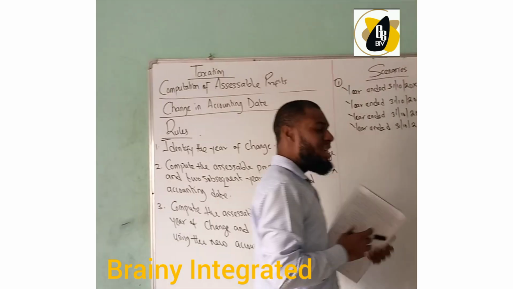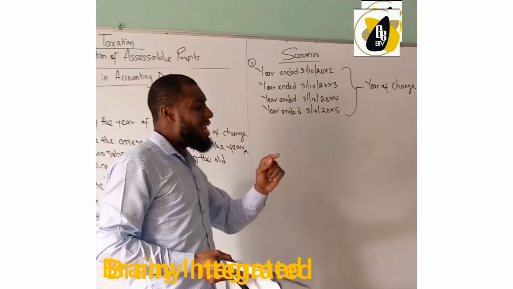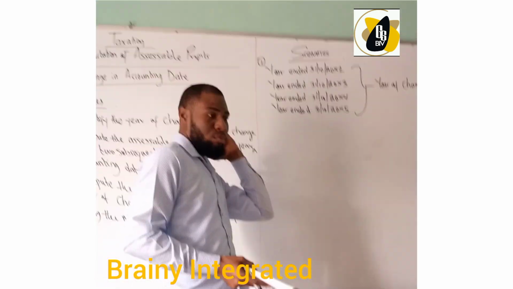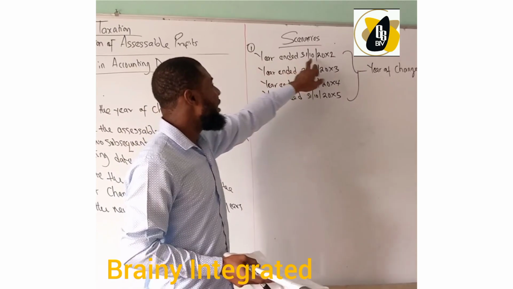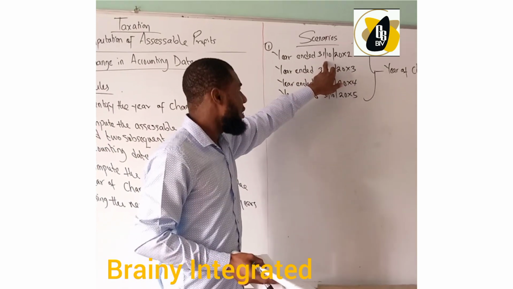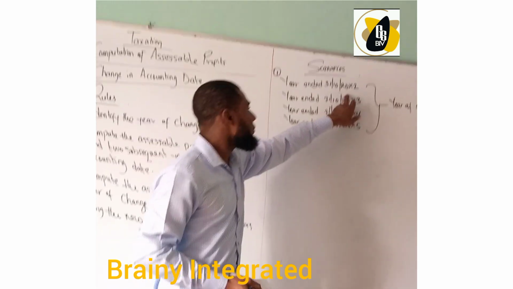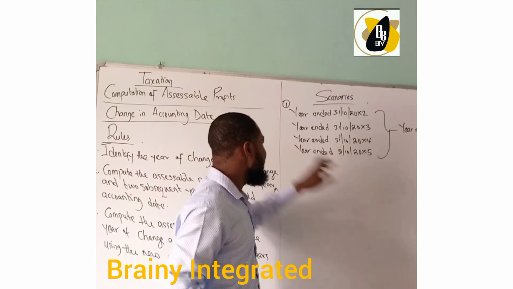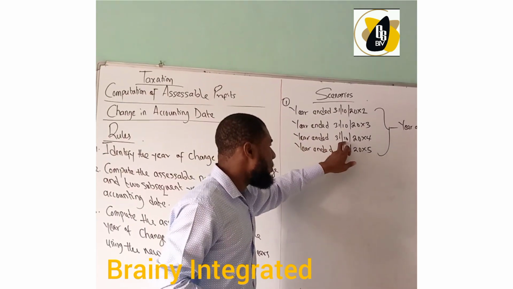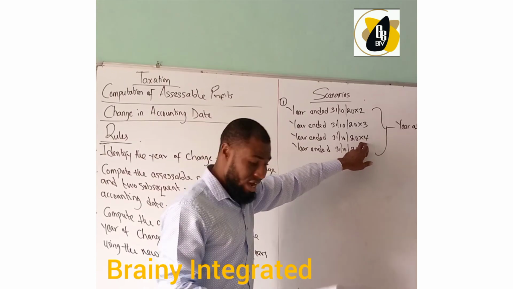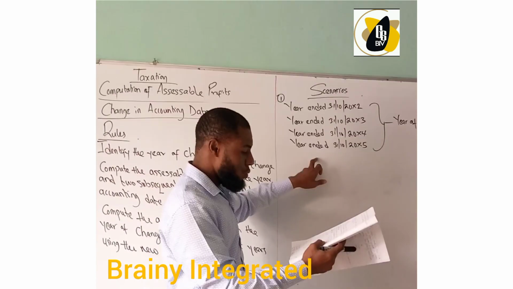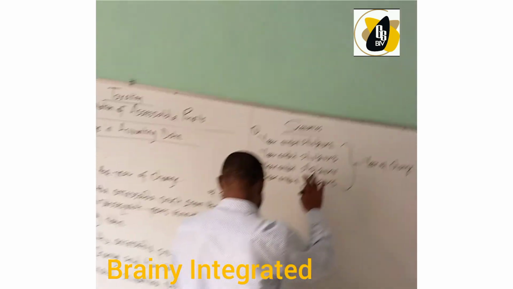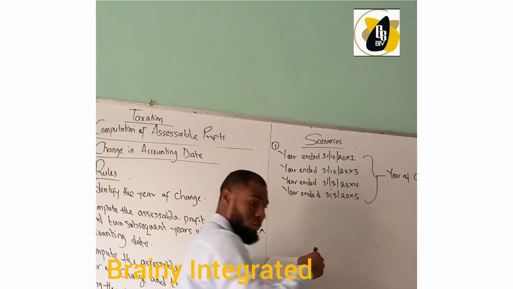So the year of change now is that year which the taxpayer fails to make up its account up to the last year end. So from this scenario 1, the year end here is what? 31st October 20x2. Right? The next year end should be 31st October 20x3. Correct. The next year end should be 31st October 20x4. Right? And the next one, so this is supposed to be 3 in the scenario, and this is supposed to be 3. Alright?